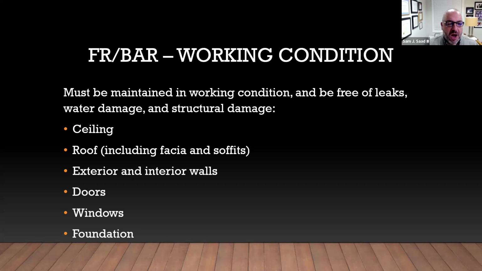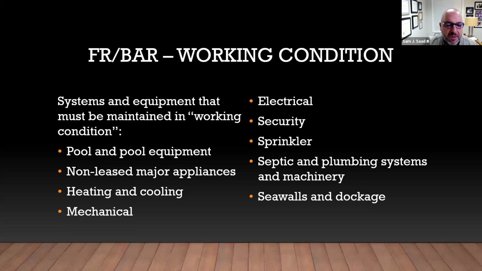So under FRBAR, you have to maintain the items in working condition that be free of leaks, water damage, and structural damage. And that's the ceiling, the roof, the walls, the doors, the windows, and the foundation. And it defines in the contract that these specific items have to be, again, free of leaks, water damage, and structural damage. These items have to be maintained in working condition. You've got your pool and pool equipment. Of course, it should pump water. Your appliances need to work. We talked about the disposal or the oven. The HVAC's got to work within the tolerable limits.